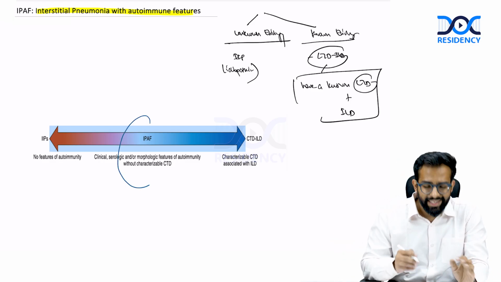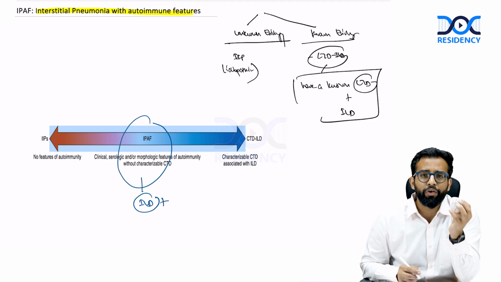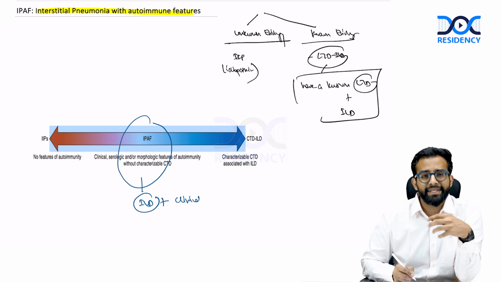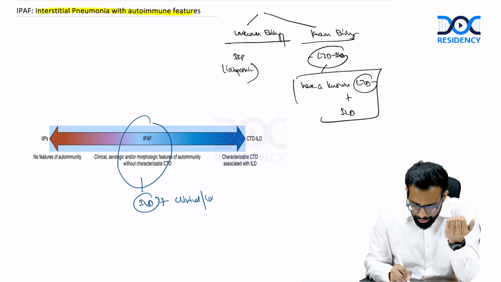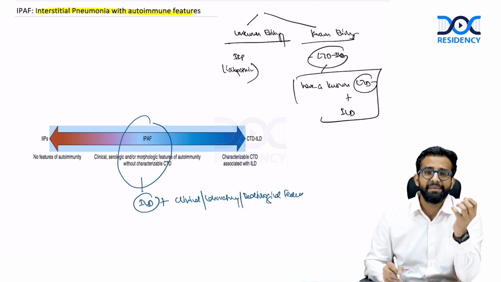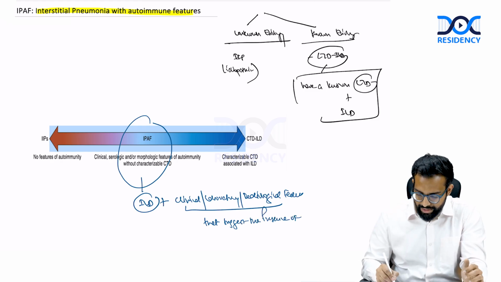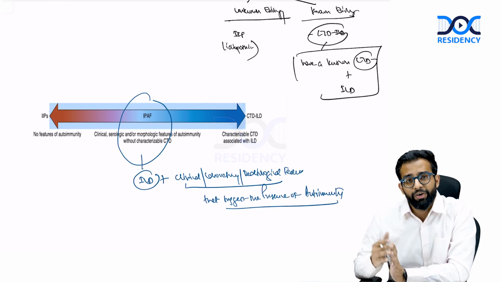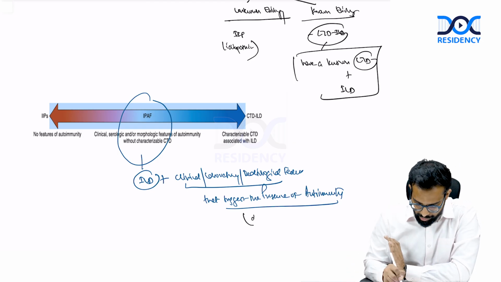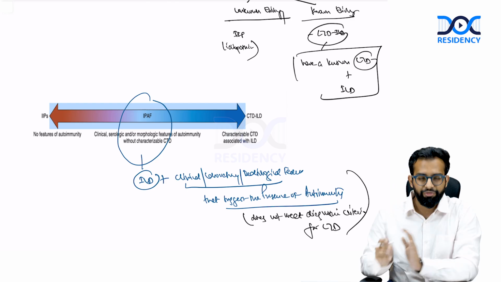So it lies somewhere in the center, such that the patient has an ILD, and along with the ILD, he has certain autoimmune features, which could be in the form of clinical symptoms like joint pain, arthritis, palmar telangiectasias, Raynaud's phenomenon, etc. There could be certain clinical, laboratory, or radiological features that suggest the presence of autoimmunity, but the patient does not meet the diagnostic criteria of a known CTD. So therefore, it's somewhere in the middle.